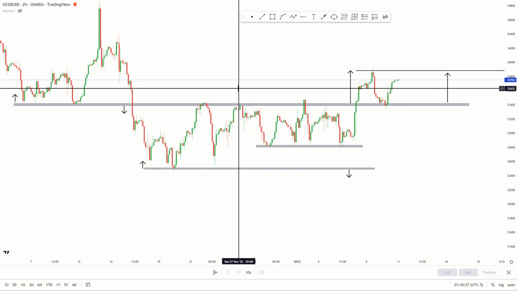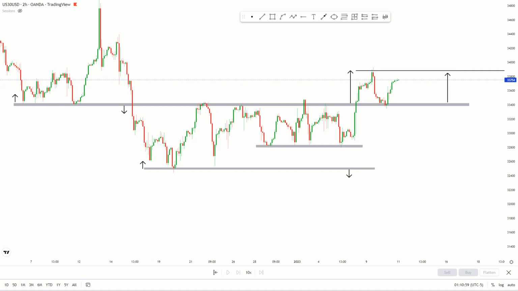I will be putting another video out explaining what a swing high and swing low is and how to find them. I hope this video was pretty simple.